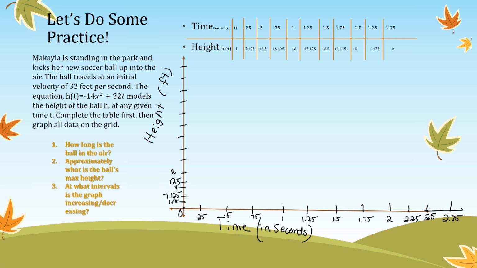The next one is 13, so I'm going to have 13.125. Then we have our 16.125. We have our 16.5, our 18, and 18.125. All right, so let's go ahead and graph this.